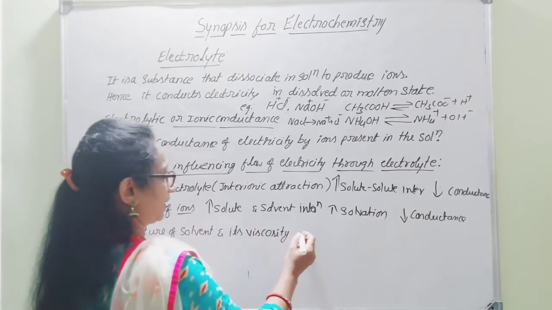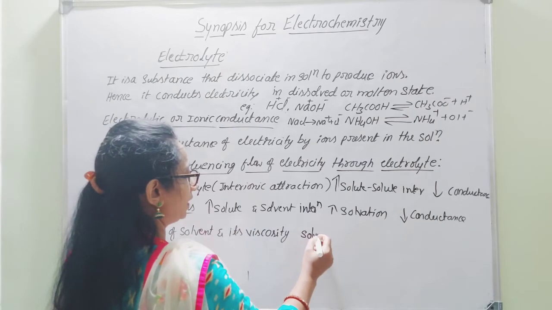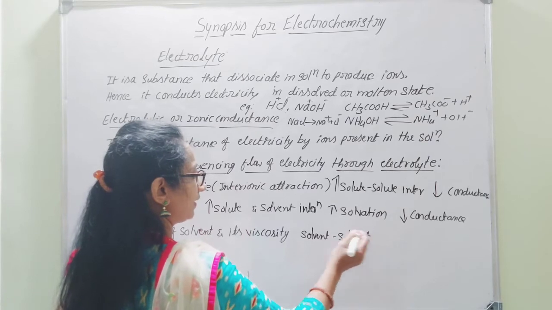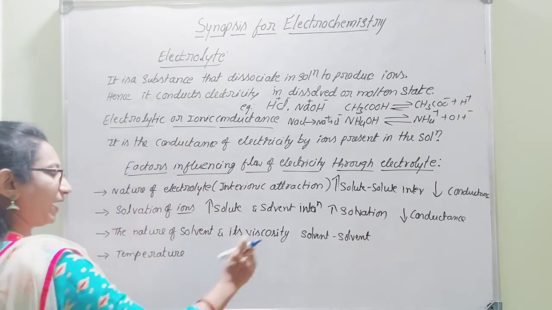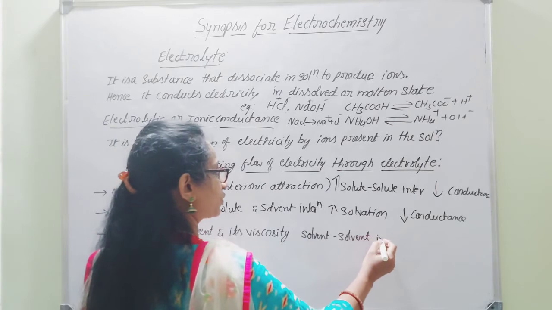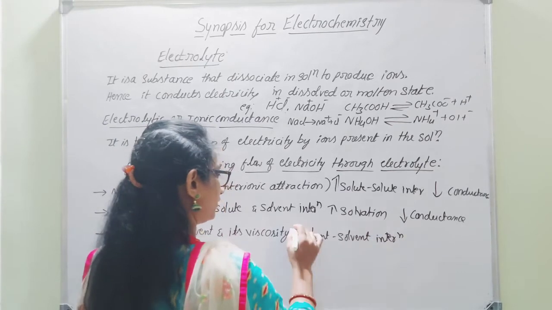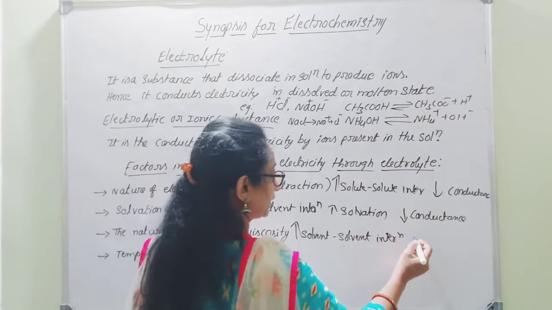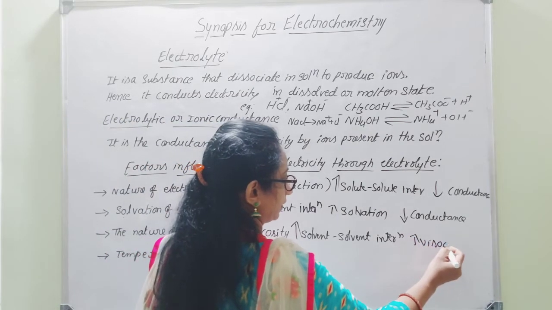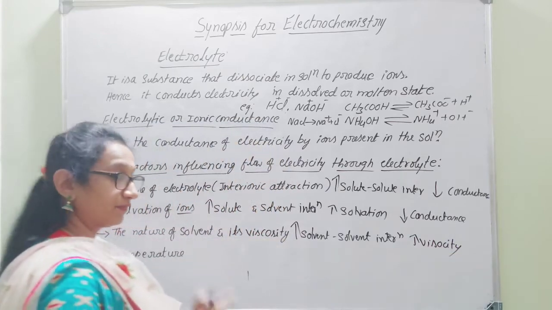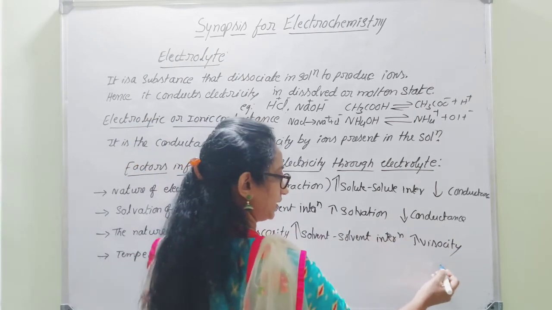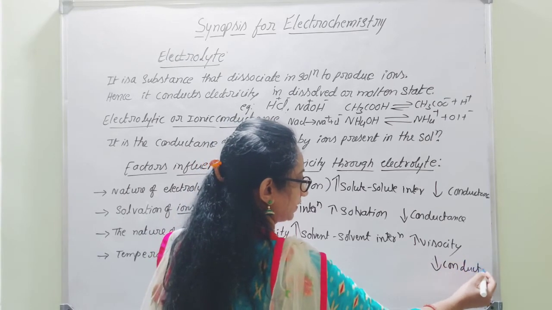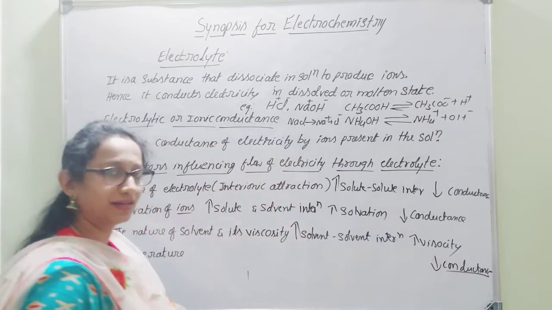That is with respect to interaction among solvent and solvent. If the magnitude of solvent-solvent interaction is higher, then it causes an increase in the viscosity. There will be a rise in the viscosity. If there is an increase in viscosity, then there will be a decrease in the movement of the ions, hence there will be a decrease in the conductance.